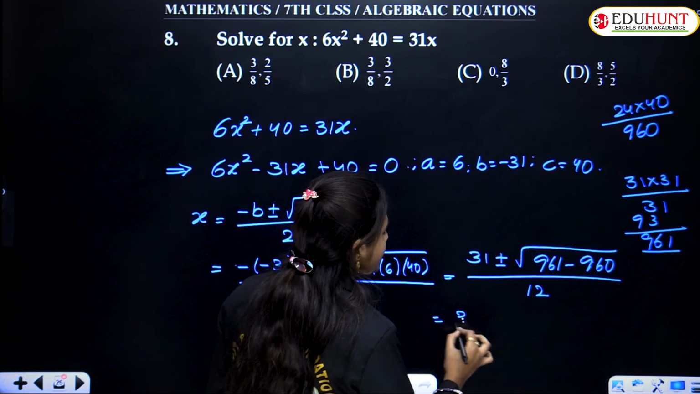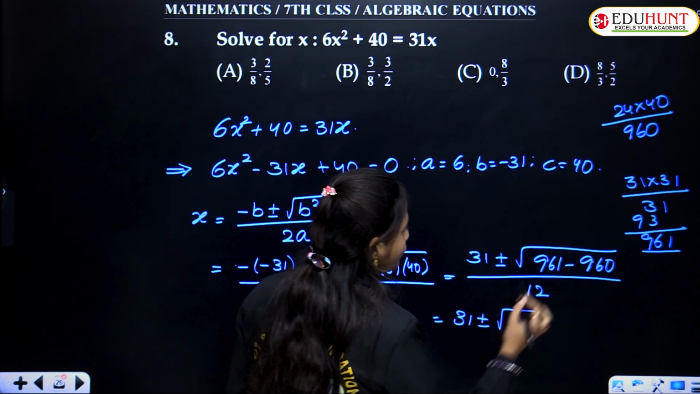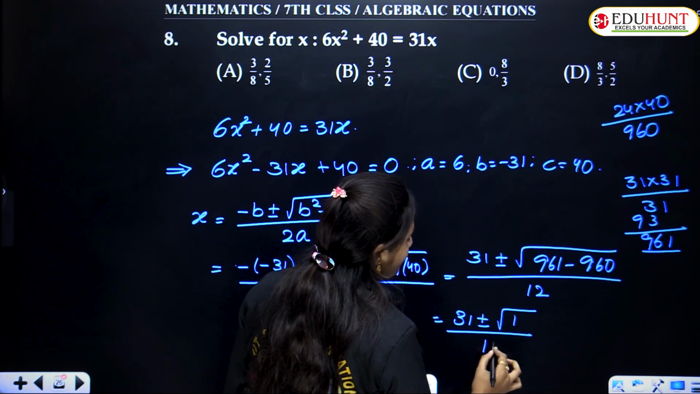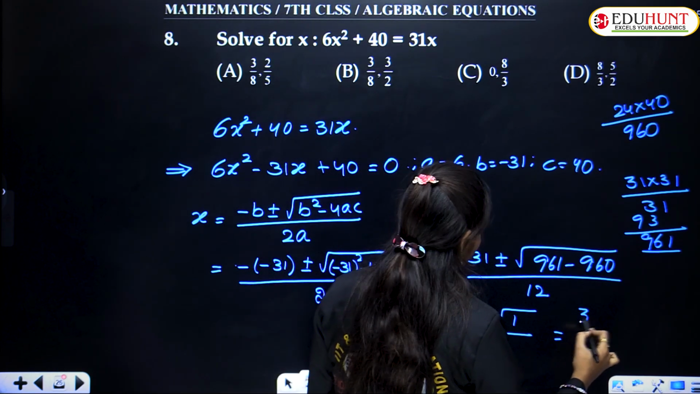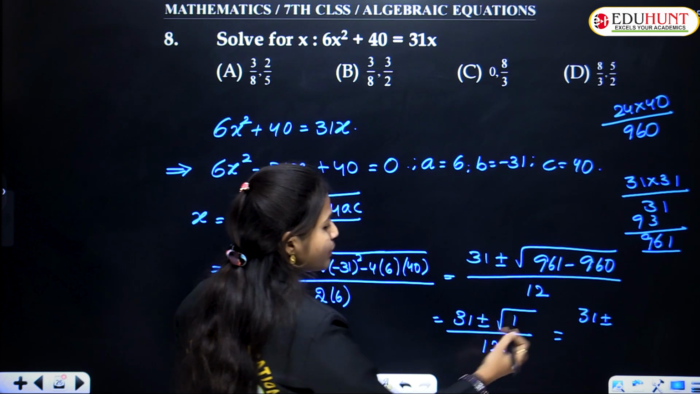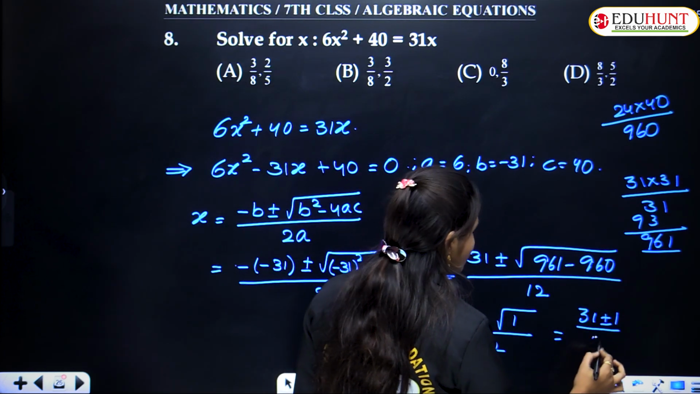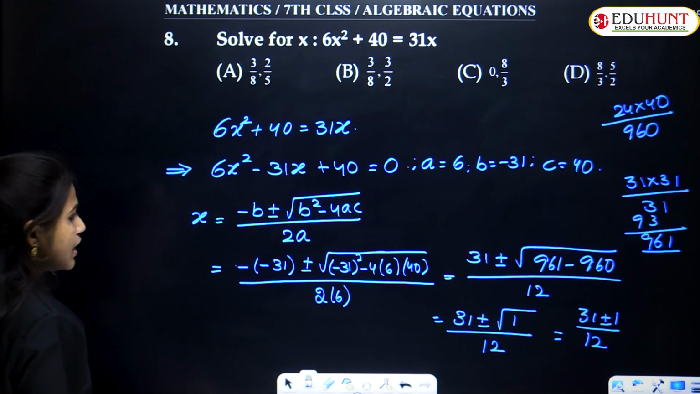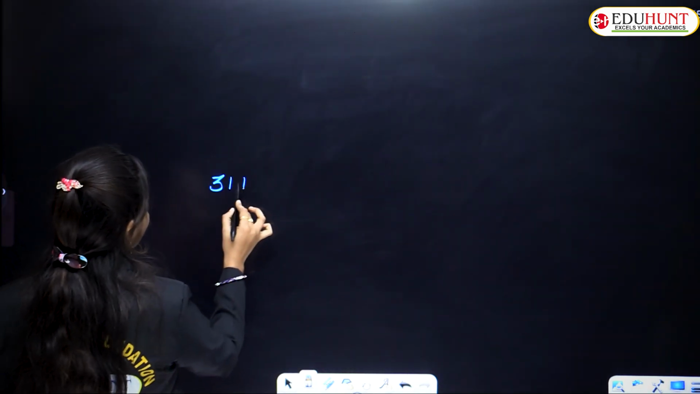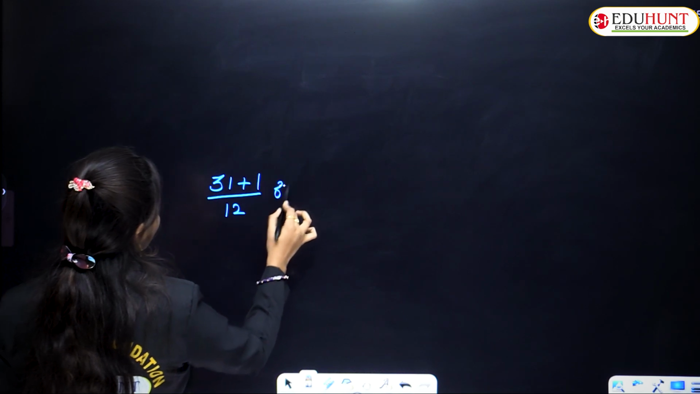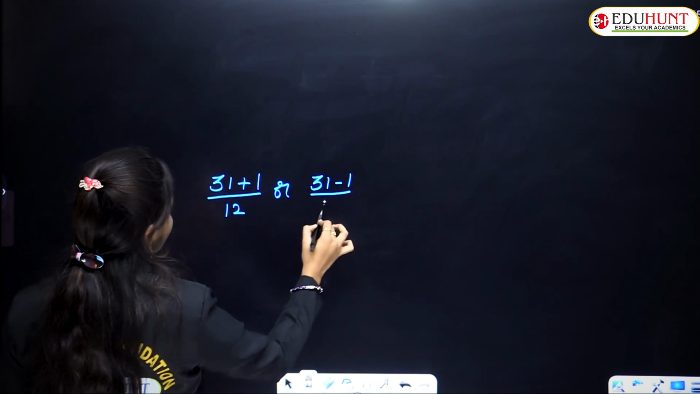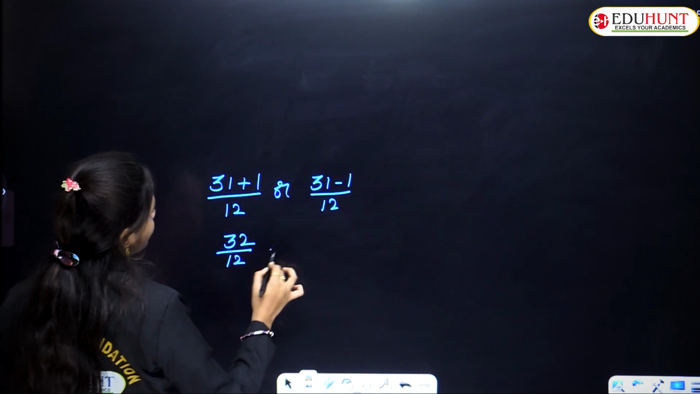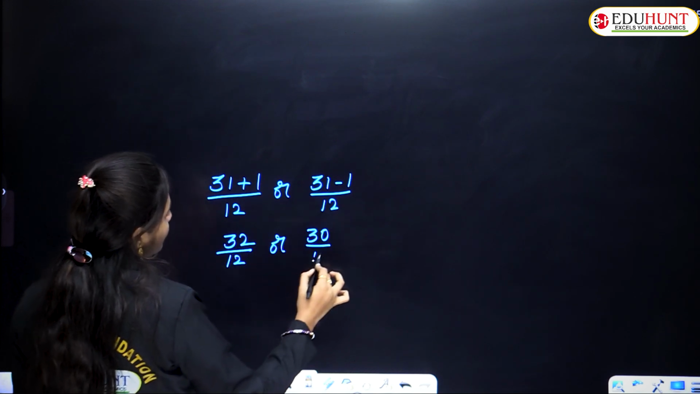So which is equal to 31 plus or minus square root of 961 minus 960, which is equal to 1, whole by 12, which is equal to 31 plus or minus, here square root of 1 is nothing but 1, whole by 12. See here what are the roots. So the roots are 31 plus 1 by 12 or 31 minus 1 by 12. So 31 plus 1 is equal to 32 by 12, or 30 by 12.